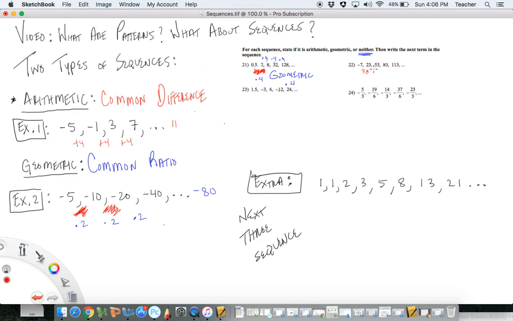So I look at this next one, and I notice this is also adding 30. This is also adding 30. All right, so we see it's a common difference. So we're going to say arithmetic. I know it looks like it is spelled the same as arithmetic. We're going to use arithmetic sequence. And then for my next one, the next term in the sequence, if we add 30 to 113, we get 142.